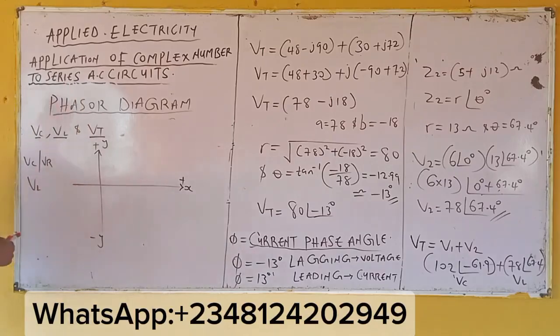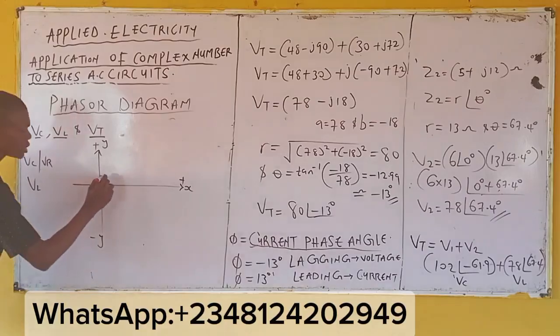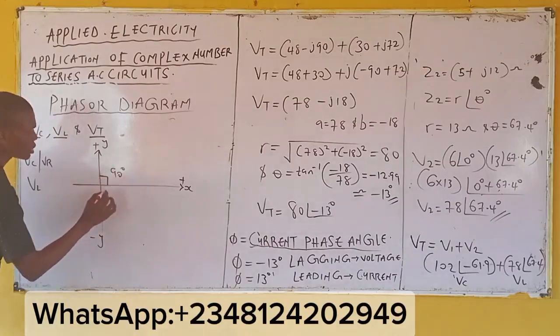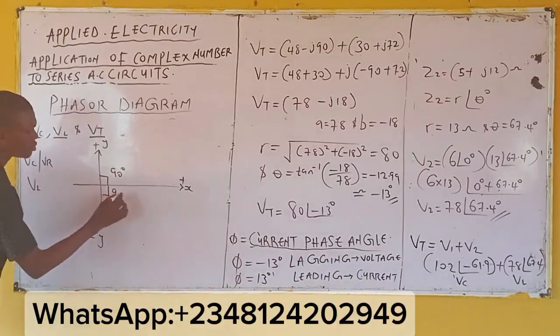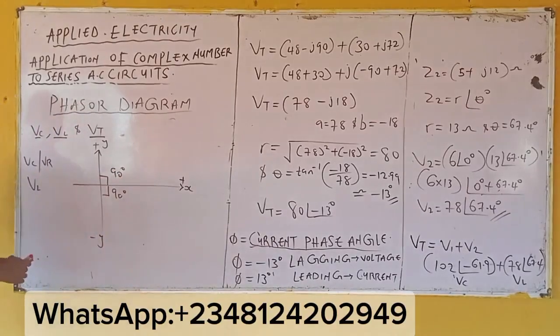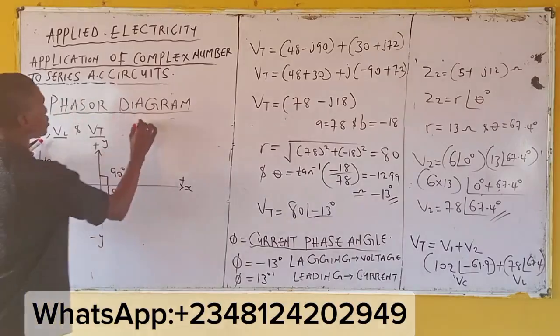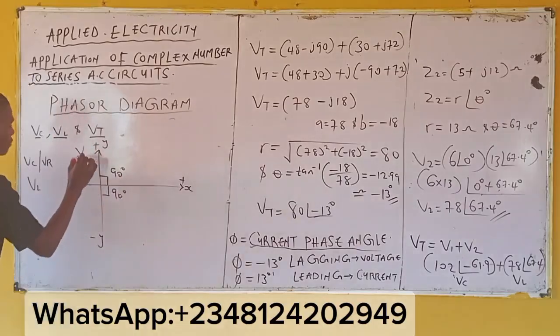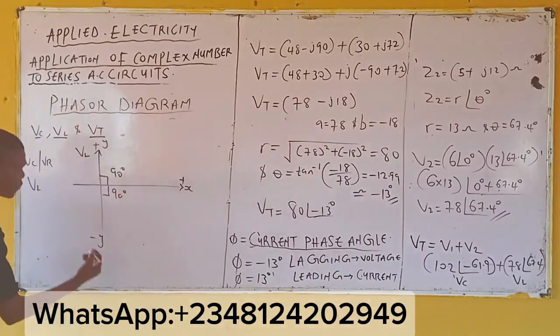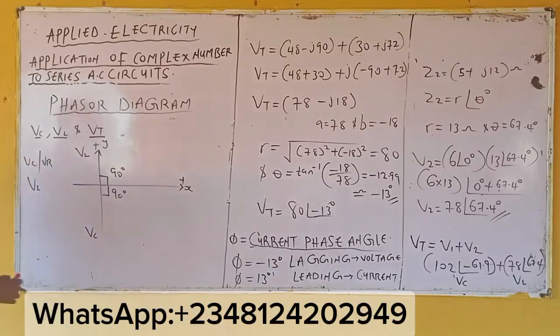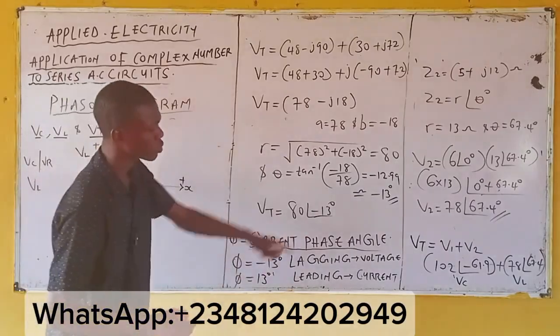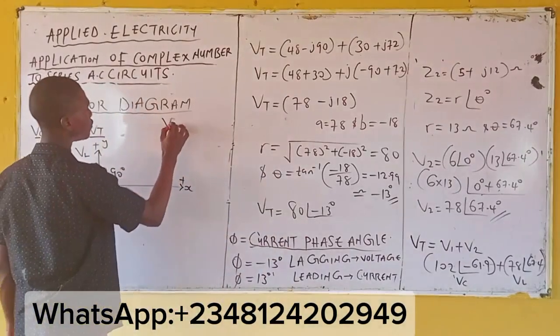Now from here, this is 90 degree, right? This is also 90 degree. This is 90 degree. This is also 90 degree. Now from here, let's plot the first one. For the positive y-axis, I have voltage of inductor. For the negative y-axis, I have the voltage of my what? Capacitor.